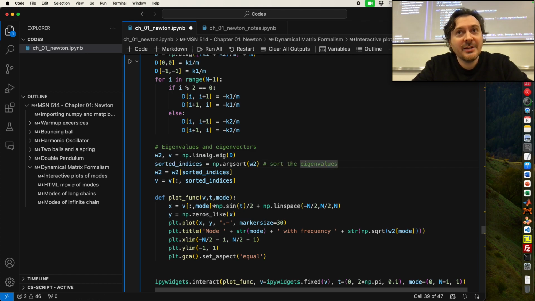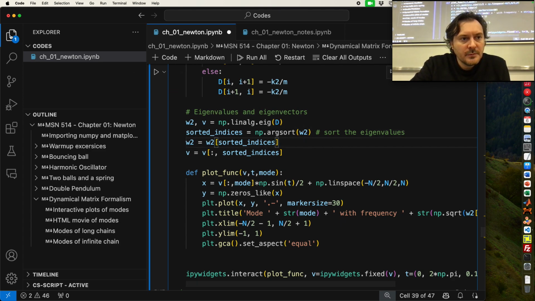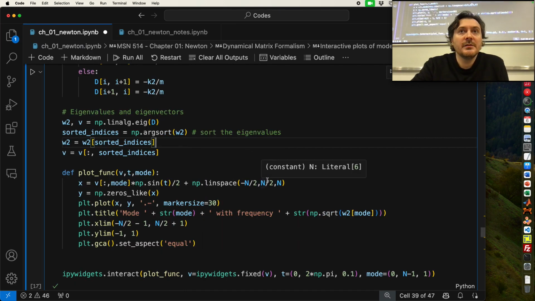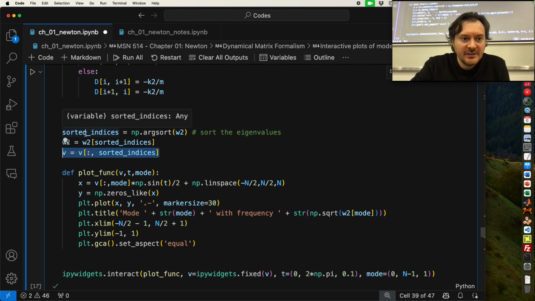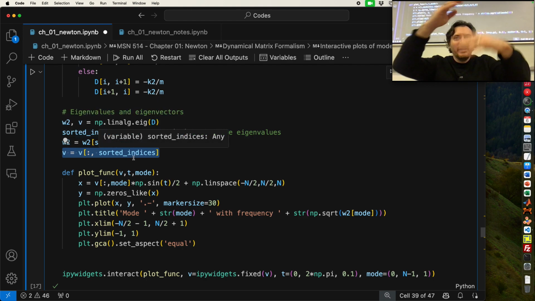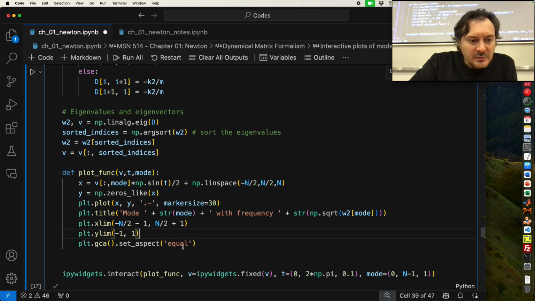We are sorting the eigenvalues, right? Yeah. We are sorting the eigenvalues. And then what do we have next? What if I write, okay. Is this better? Yes? What do we do here? We are sorting the eigenvalues and eigenvectors accordingly, right? We find the sorted indices and we rearrange the eigenvalues so that it starts from the smallest one going to the largest one. Good. Then what is next?